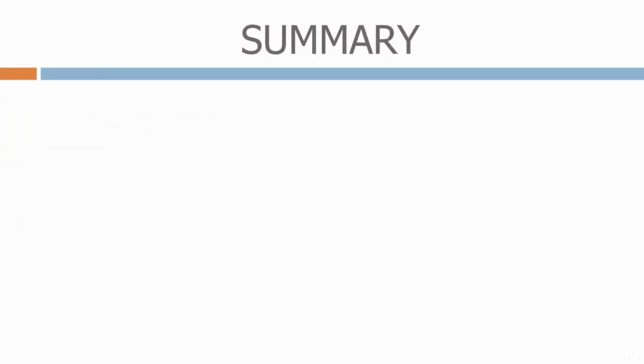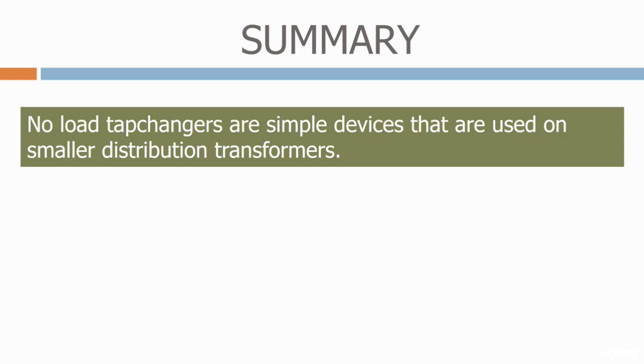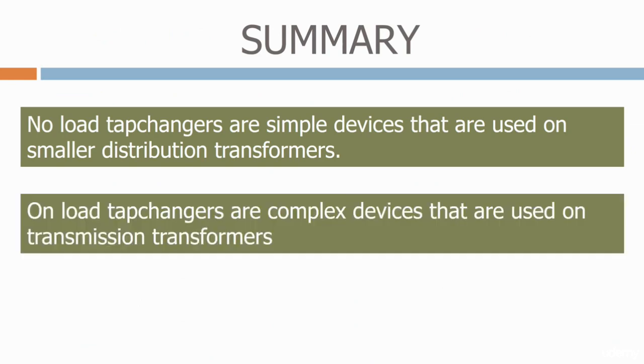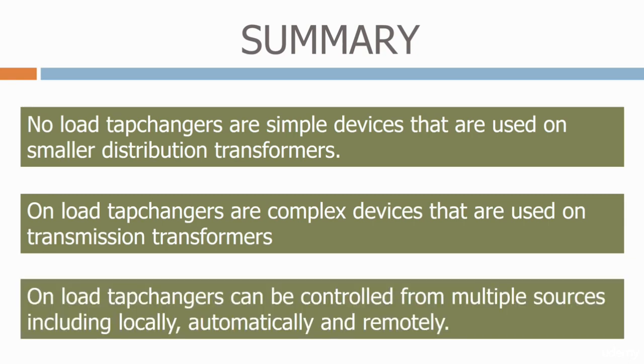Let's summarize what we've learned today. No-load tap changers are simple devices that are used on smaller distribution transformers. On-load tap changers are complex devices that are used on transmission transformers. On-load tap changers can be controlled from multiple sources, including locally, automatically, and remotely.